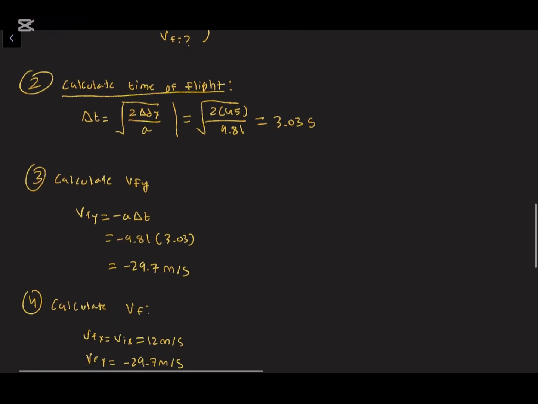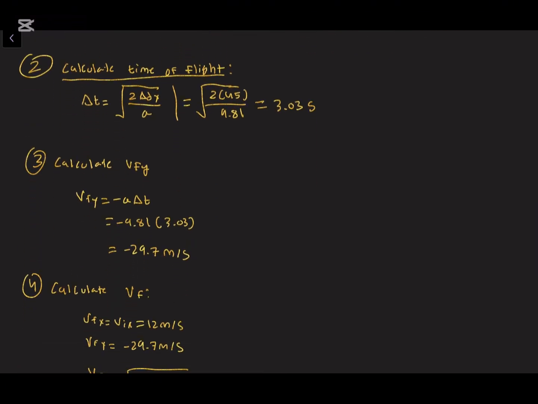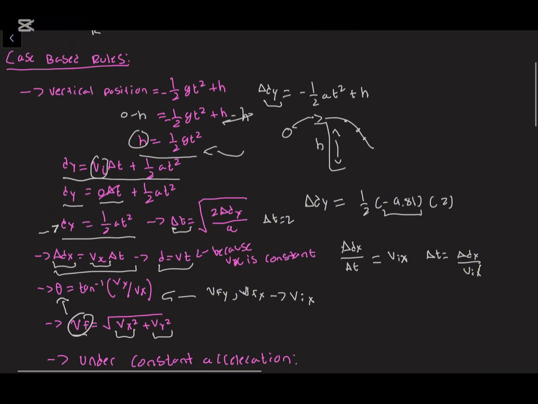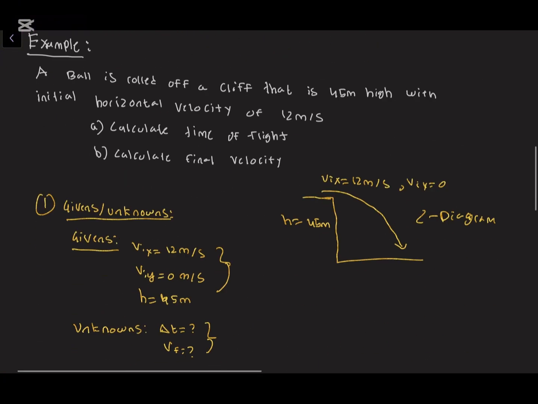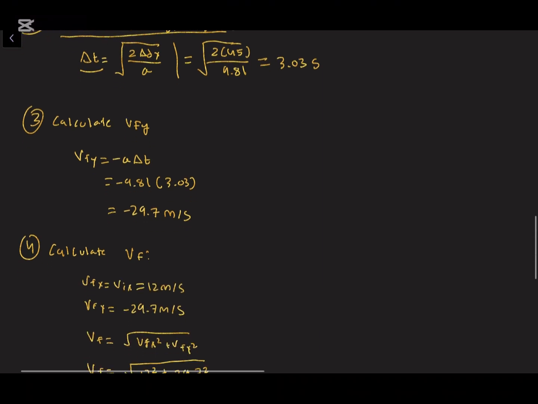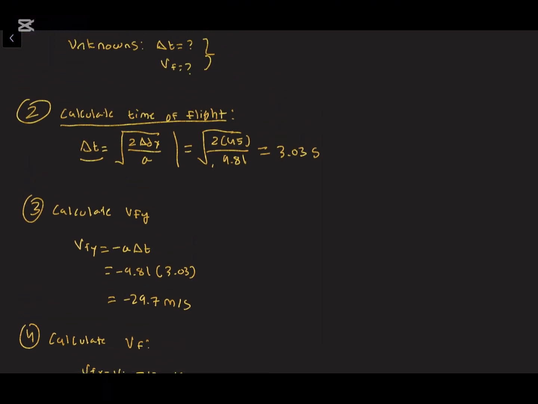So let's start with the actual calculations. Remember, we've come up with these equations beforehand, so we can use these equations to now calculate what we need. First of all, we need to calculate our time of flight, so we have our delta t equation, which was derived up above. Now what do we need to do? We need to plug everything in. So 2 times 45 divided by 9.81 gives us 3.03 seconds. You might be asking why I didn't plug in the negative to acceleration here.